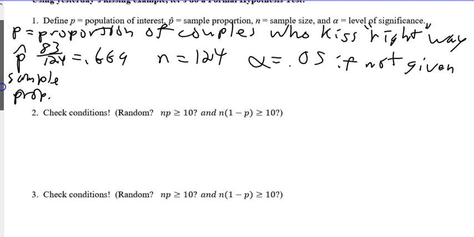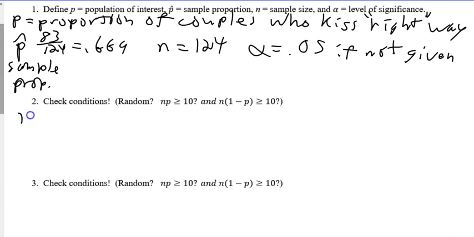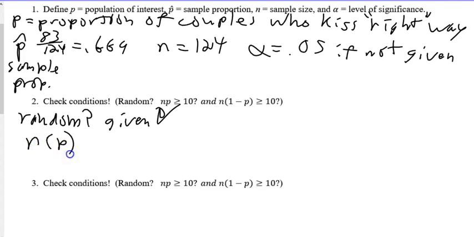So now we check conditions. There's 3 conditions we want to check. We write random, question mark, and the problem, if you remember yesterday, it said it was given, and we do a check mark. Was it random? Yeah. How do we know? They told us it was random. And then we check 2 things. We're going to do n times p, and n times 1 minus p.